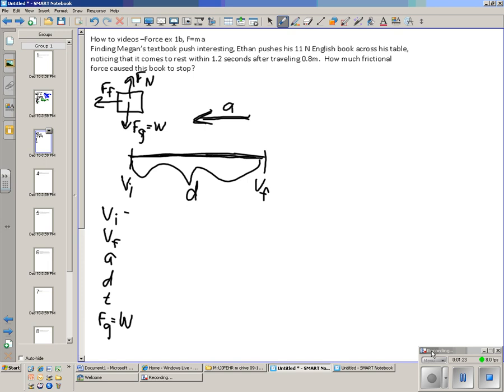So the initial velocity we're not given, but we probably don't care about it. Final velocity, it comes to a stop. Acceleration, once again, we're going to be looking for this because we're going to have to use F equals ma in order to figure out the friction. Displacement is going to be 0.8 meters. The time, 1.2 seconds. The gravitational force or weight is given to us as 11 newtons.